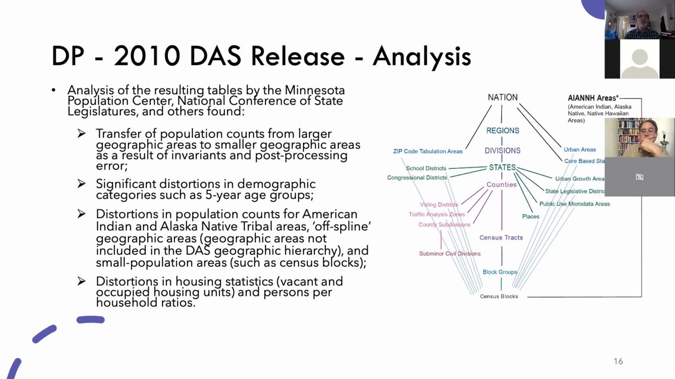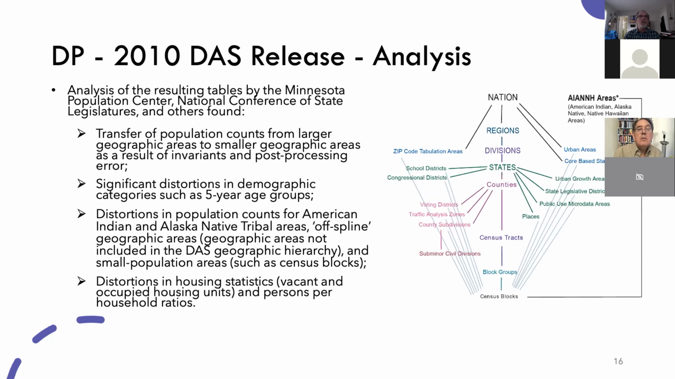There were distortions in population counts for American Indian and Alaska Native tribal areas, off-spine geographic areas. These particular areas, if you look at the graph on the right side, are those areas that are not included in the geographic hierarchy. So in other words, they would include places, county subdivisions, congressional districts, that sort of thing.